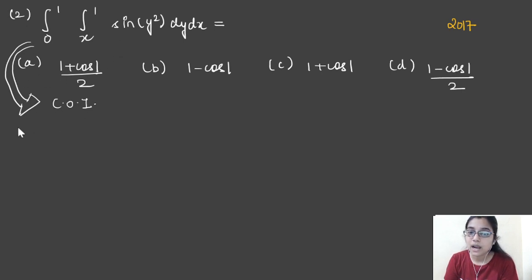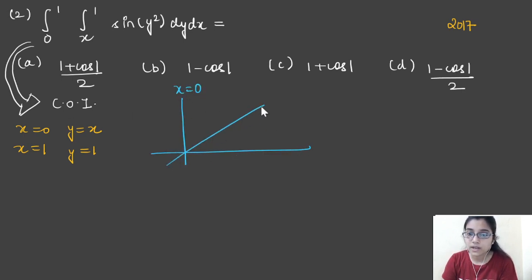Now what I'll do, I'll just write down the limits. x is equal to 0, x is equal to 1, y is equal to x, and y is equal to 1. Now I'll draw our region of integration. This is x is equal to 0. Okay, this is your y is equal to x, this is your x is equal to 1. So this point is going to be 1, 1. So your y is equal to 1 will pass from here only. And I cannot choose this region. Why? Because this region contains y is equal to 0, which is not given in the limits.